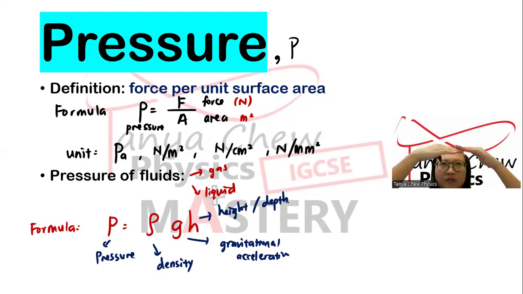The depth of the liquid must be measured from the surface of the liquid downwards to where the liquid is, not outwards, because outwards from the surface of the liquid is gas.